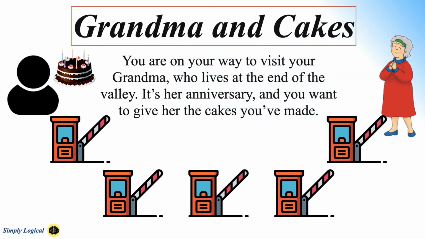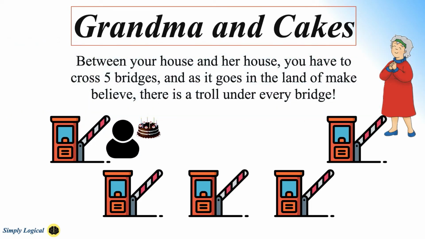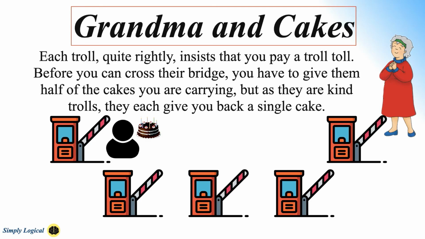You are on your way to visit your grandma, who lives at the end of the valley. It's her anniversary and you want to give her the cakes you have made. Between your house and her house, you have to cross 5 bridges, and as it goes in the land of make-believe, there is a troll under every bridge. Each troll quite rightly insists that you pay a troll toll.